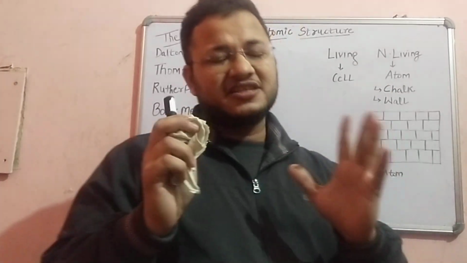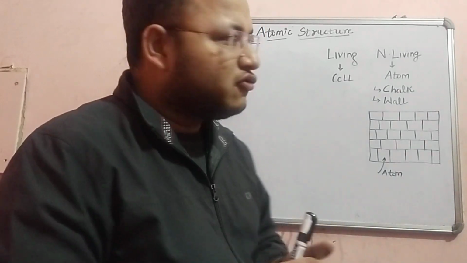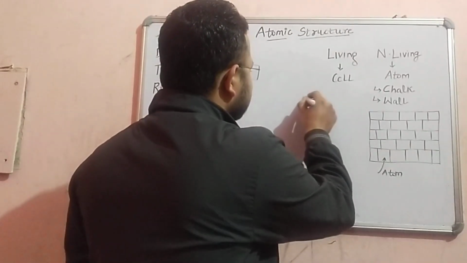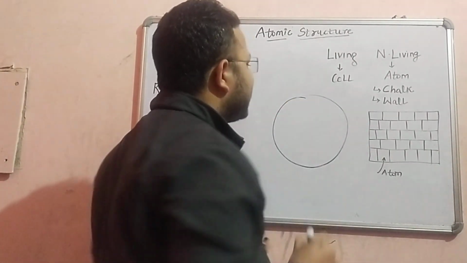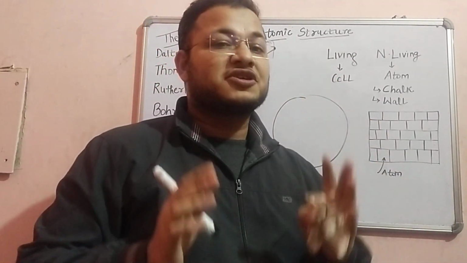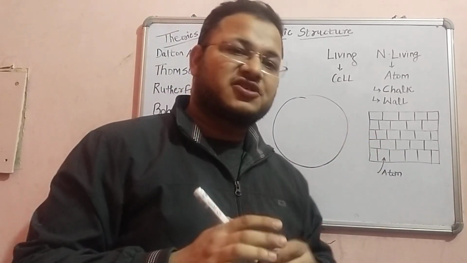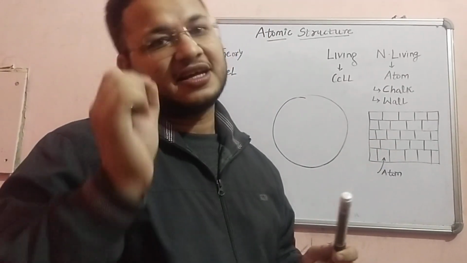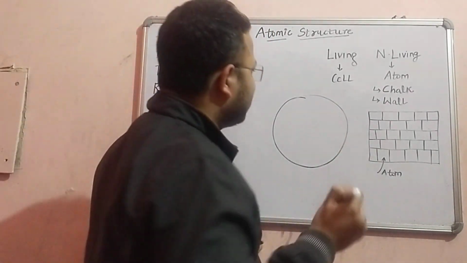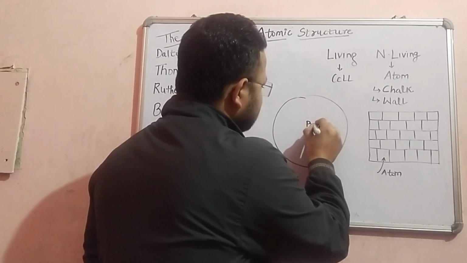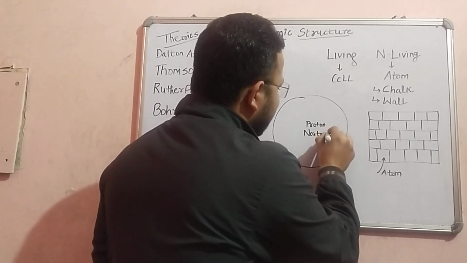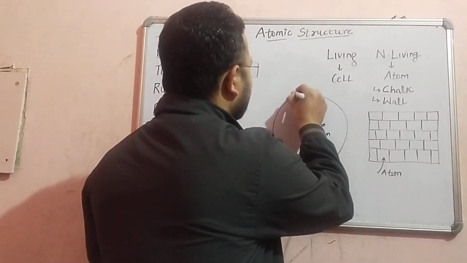If you draw an atom, we generally consider the atom as a circular thing. If you study the structure of the atom, you must know that the atom basically consists of three parts. What are those parts? Number one, proton. The second, neutron. And the third is electron.